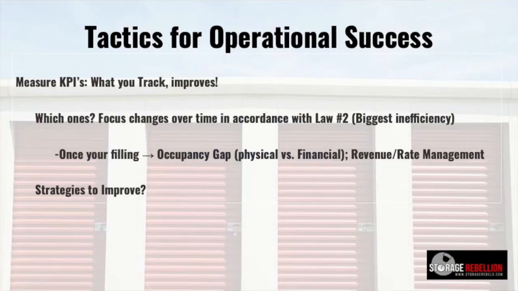And now we've got what we call an occupancy gap. This is where our units are physically filling up, but because of the discounts and the promos, we might end up, let's say, 80% physically full. Whether that's square footage or number of units doesn't really matter. But we're 80% full, but we might only be collecting 60% of our scheduled rent.